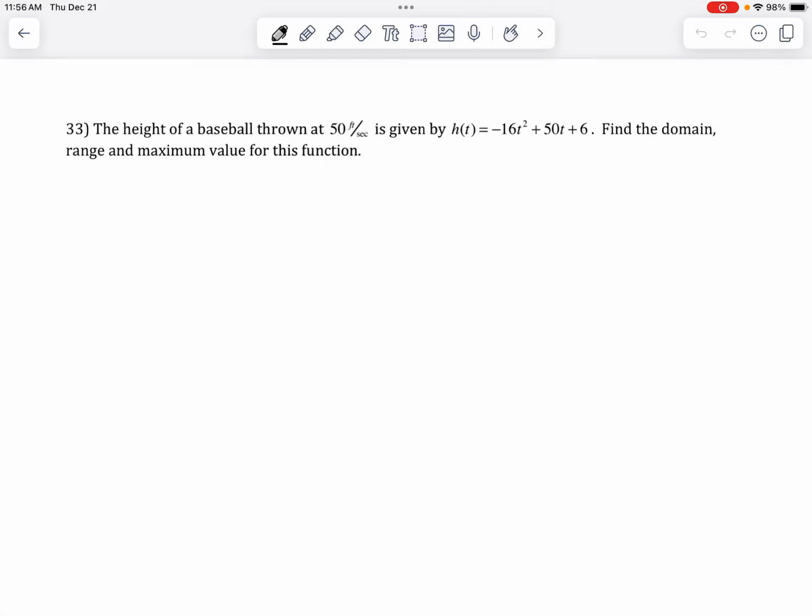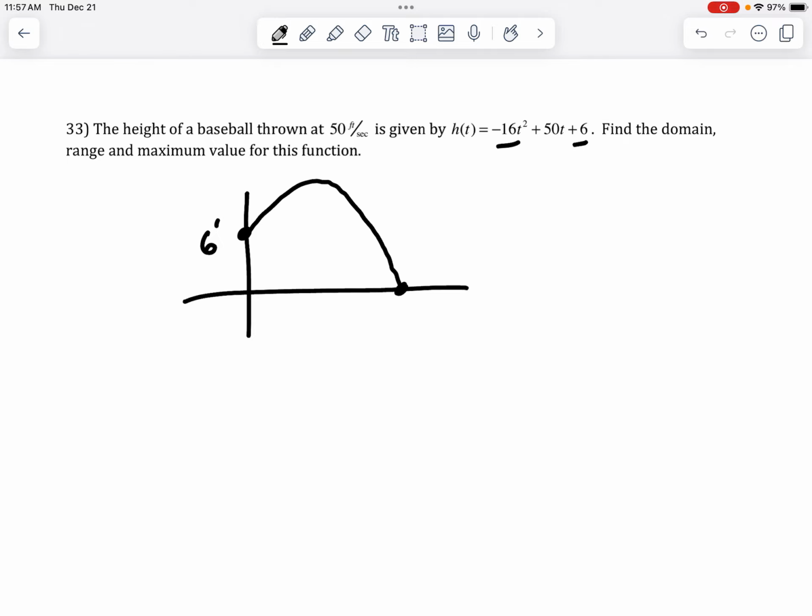Okay, so if a baseball is thrown into the air, the function has negative 16t squared. That makes it a parabola that's upside down. And the 6 is the starting height. So that means when the person releases it, it's 6 feet off the ground. And then the ball's going to go up, and then of course gravity is going to pull it back down, and it's going to hit the ground.